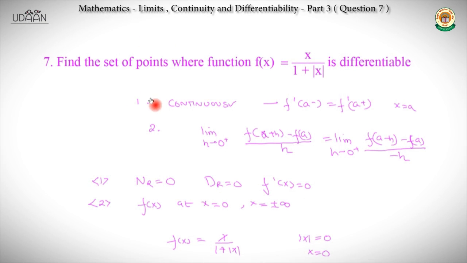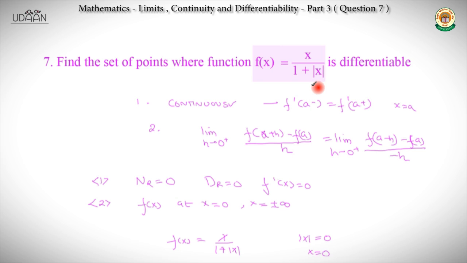So the seventh question asks us to find the set of points where the function f of x is equal to x by 1 plus mod x is differentiable. Okay, so how do we find out if a function is differentiable or not? As in, at which points is a function differentiable? When we have to find whether a function is differentiable or not, we basically have two main steps.